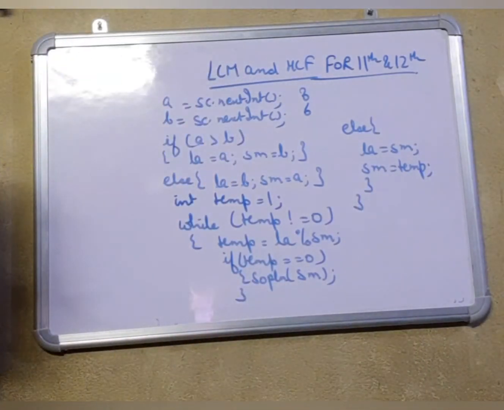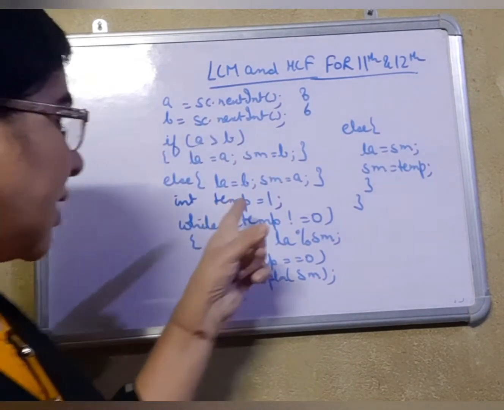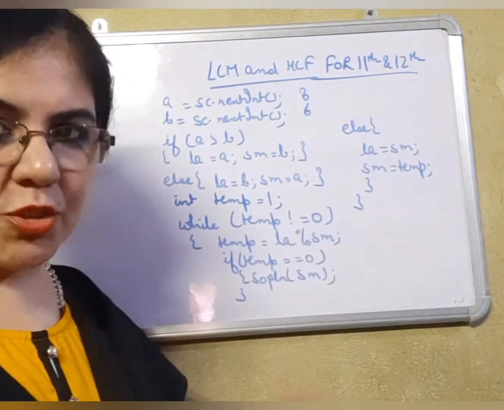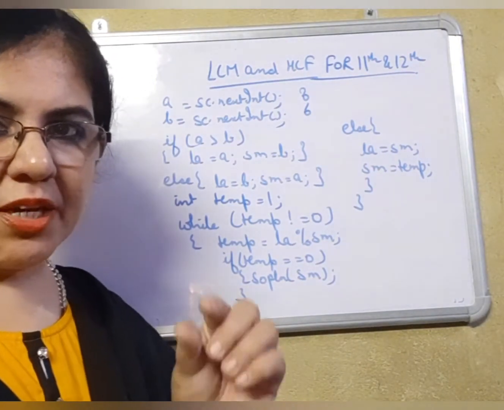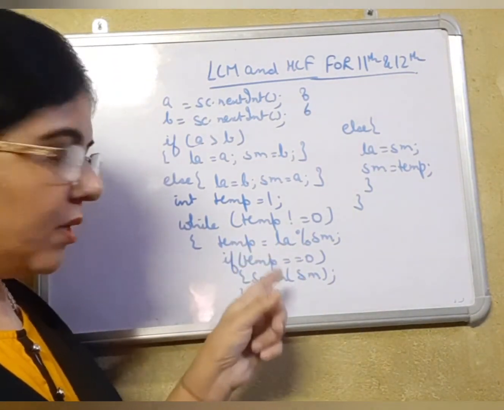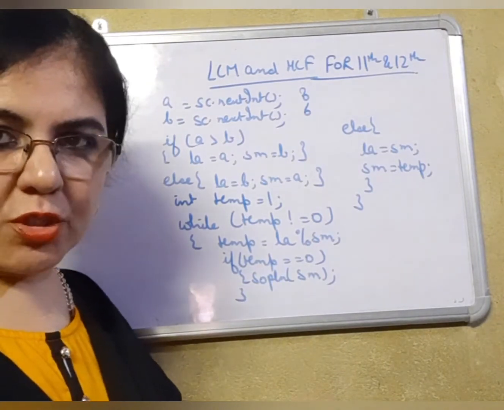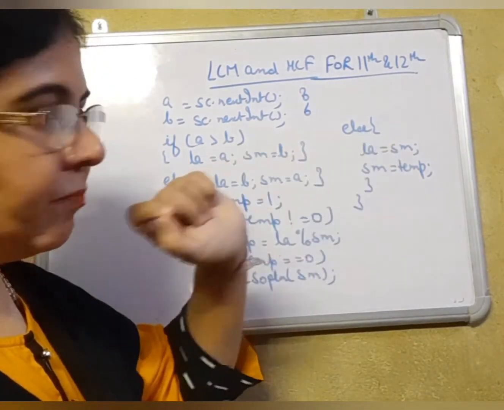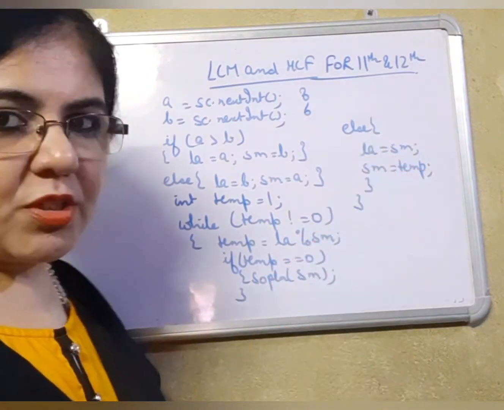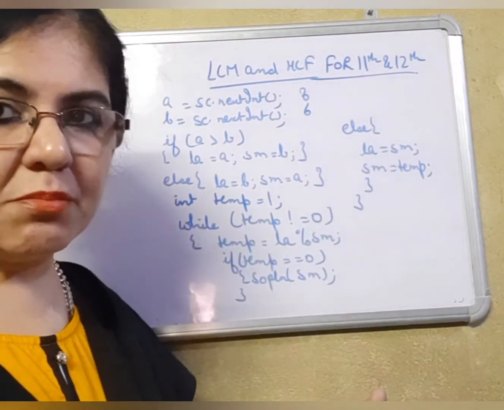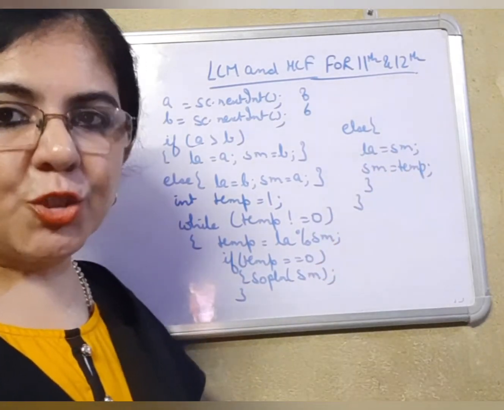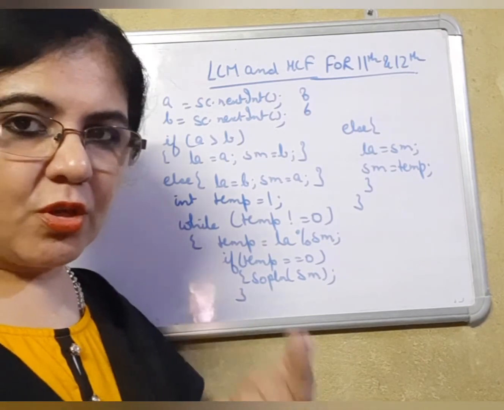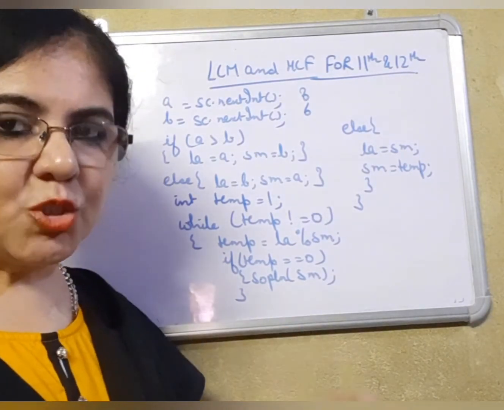What's happening in this? Again, if we work on 8 and 6, we have found out the largest and the smallest. Temp is 1. 1 is not equal to 0 is a true condition. Here 8 modulus 6 will give you a remainder 2, which will be stored in temp. If 2 is equal to 0, this is a false condition. It will go to the else part. The largest number has become what? 6. 6, which was the smallest number previously, has now become the largest number. And smallest number has taken the remainder 2 as the smallest number. So now largest number is 6 and smallest is 2.